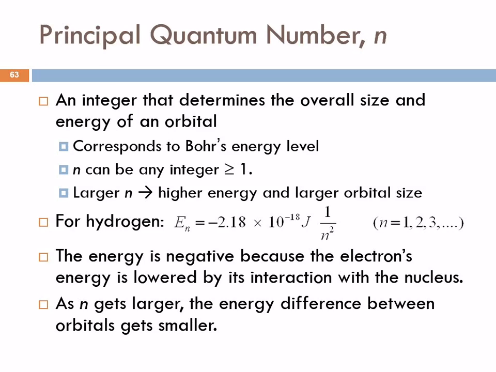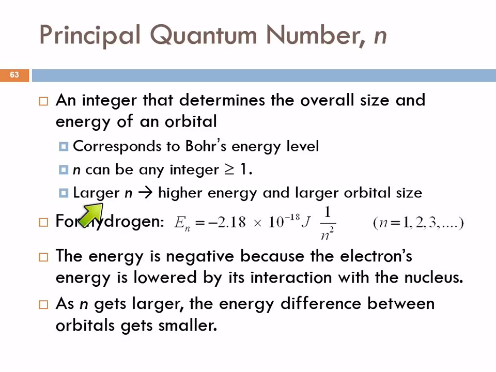So let's talk about each of those quantum numbers. The principal quantum number, n, this determines the overall size and energy of an orbital. This corresponds to Bohr's energy levels. Bohr had energy level 1, 2, 3, right? And 3 had higher energy than 1. N can be any integer that's greater than or equal to 1. 1, 2, 3, 5, 9. Those are possible values of n.